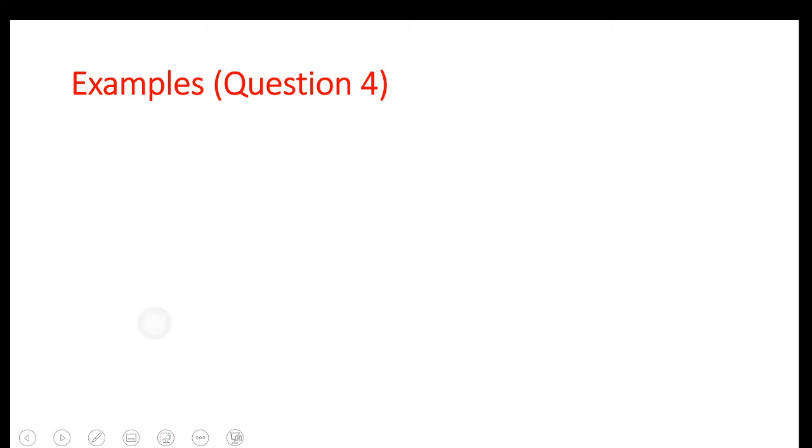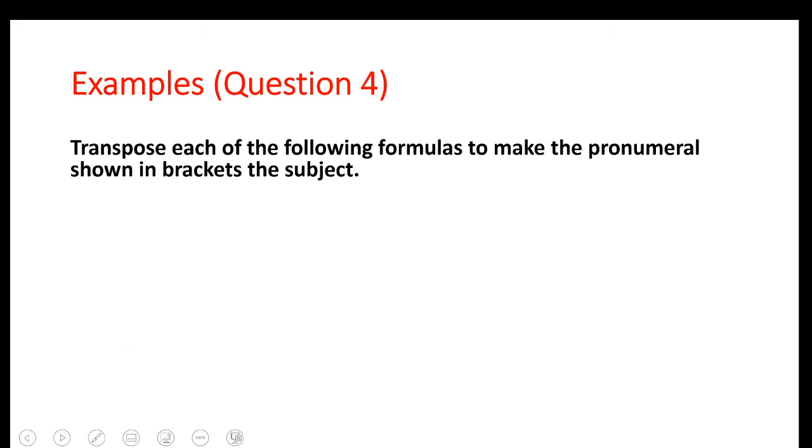Okay, so these are the examples that are based on question 4. Transpose each of the following formulas to make the pronumeral shown in the brackets the subject. Now, you don't have to be given numbers to actually work out how to rearrange an equation. You can just do it with letters, and sometimes it's even easier to do.